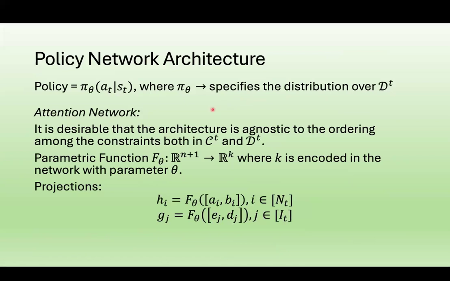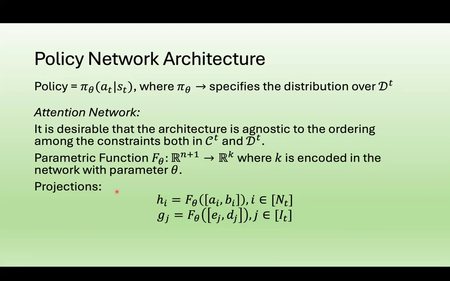So for that we use an attention network. Because it is desirable that the architecture is agnostic to the ordering among the constraints both in CT and DT, we just adopt ideas from the attention network from the Attention Is All You Need paper by Vaswani et al. Here we have a parametric function f theta, which basically takes in a vector of size n plus 1 and produces a vector of size k, where k has been encoded in the network with parameter theta.